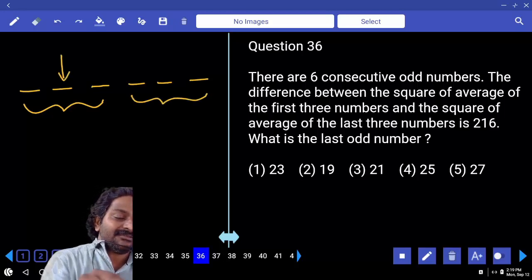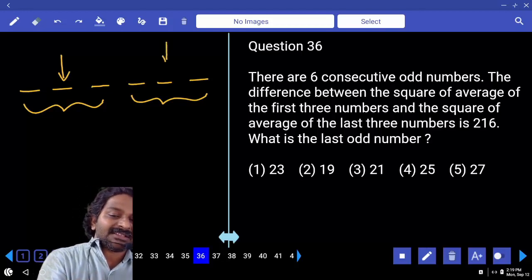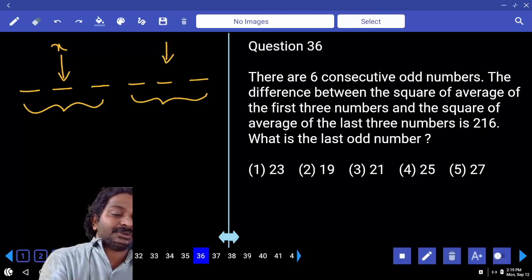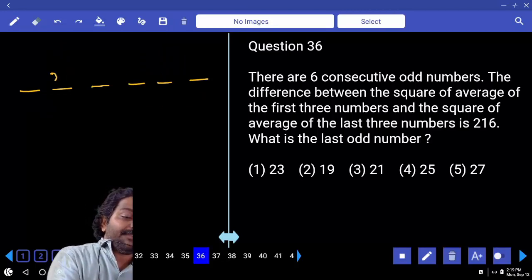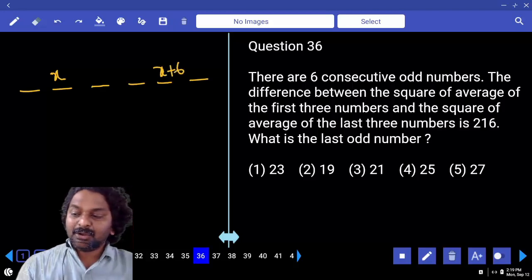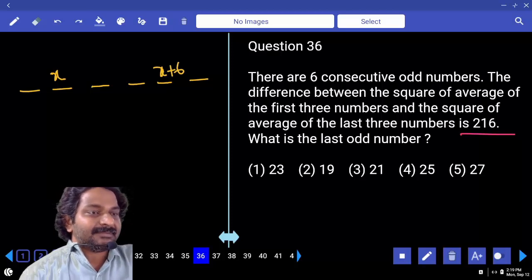Average, in the sense, for the first 3 is the middle number only. For the last 3, average in the sense, the middle number only. If it is x, how do you get the next number? Plus 2, plus 4, plus 6, correct? So now, if it is x, it is x plus 6. 216 is the difference between the squares of those two numbers.